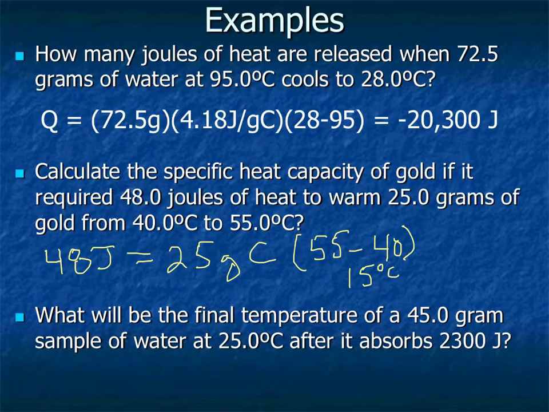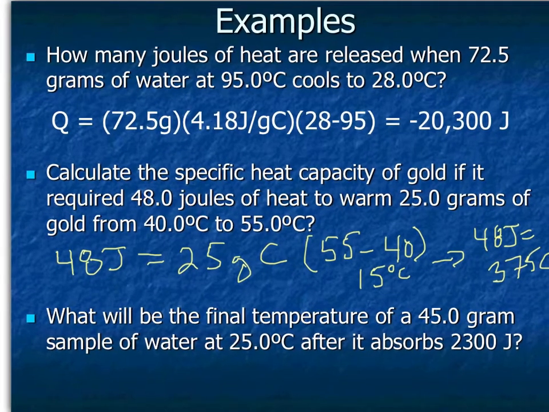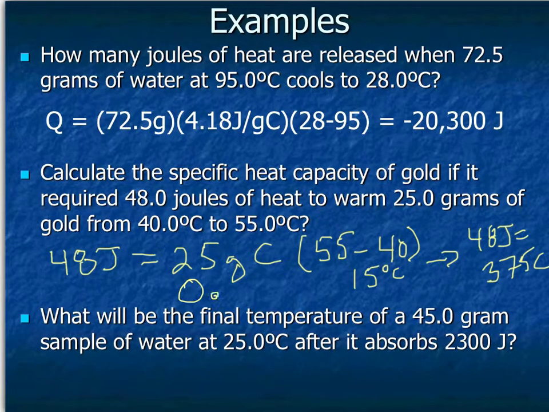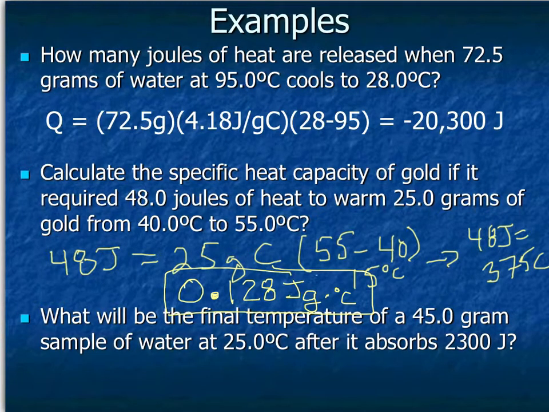Now that we have this information, we can rewrite this: 48 joules equals 375, because that's 25 times 15, times C. And our answer here would be 0.128 joules per gram degree C. So that's the answer to that one.